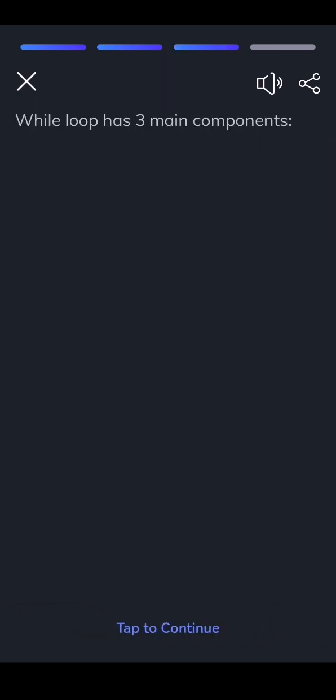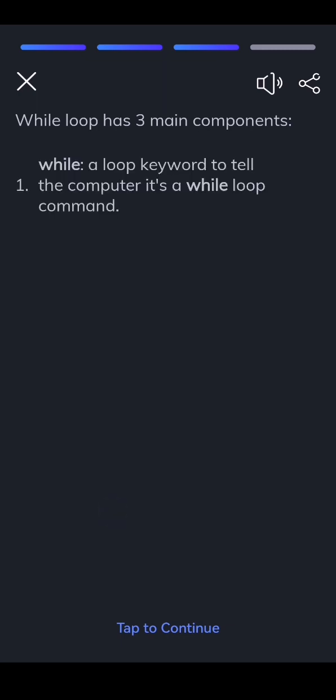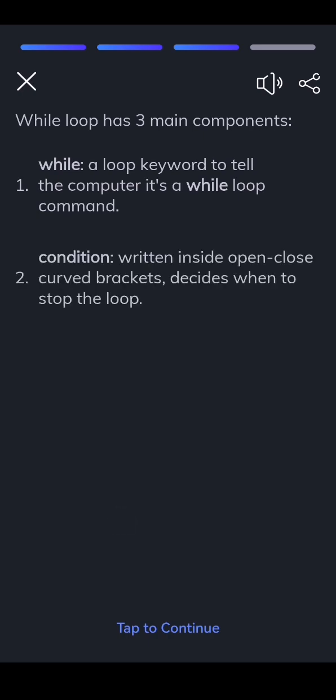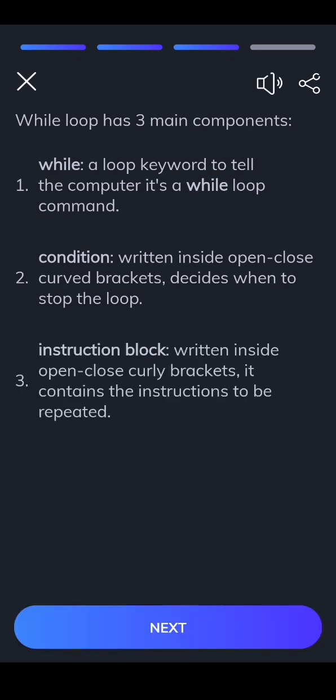While loop has three main components. While, a loop keyword to tell the computer it's a while loop command. Condition, written inside open close curved brackets, decides when to stop the loop. Instruction block, written inside open close curly brackets, it contains the instructions to be repeated.